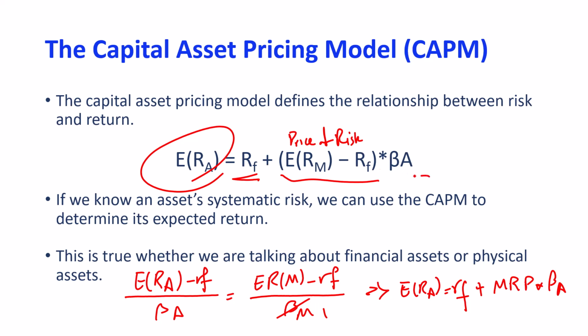And then finally, the third component of the return comes from the amount of systematic risk. The market risk premium is the price of the risk, and this is the quantity of the risk that you're taking. This is measured by the beta of the asset, the amount of systematic risk present in a particular asset relative to the average asset. So you can use this information to calculate the expected return on any stock in the market.